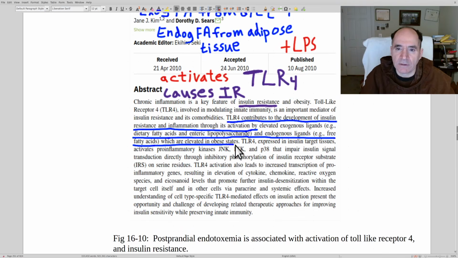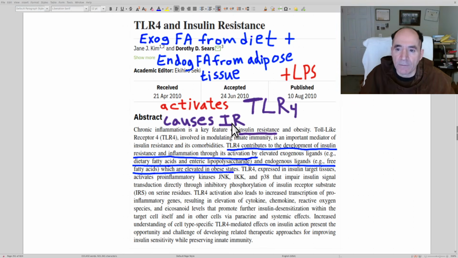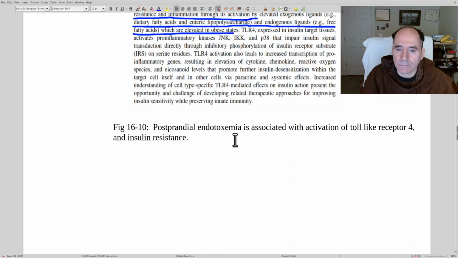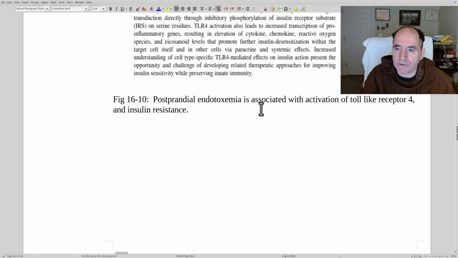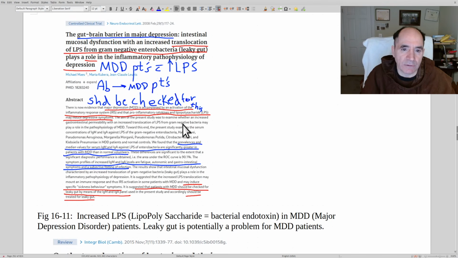All right, so this is a good reminder of these are all things. I gave a video not too long ago about hypercoagulability. So these are things that are making you hypercoagulable. You're more prone to clotting when you're fat. You're more prone to clotting when you eat a lot of fat. You're more prone to clotting when you have leaky gut. You're more prone to clotting when you're iron overloaded. Postprandial endotoxemia is associated with activation of toll-like receptor and insulin resistance. So toll-like receptor 4 activation is associated with increased insulin resistance.